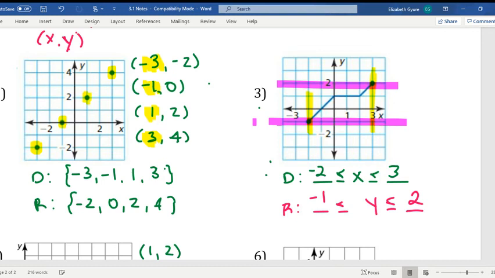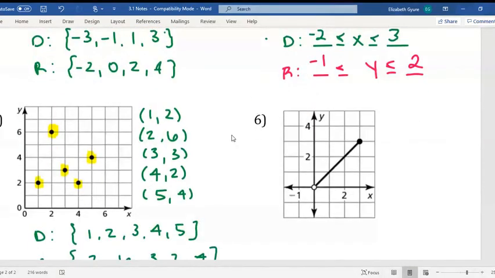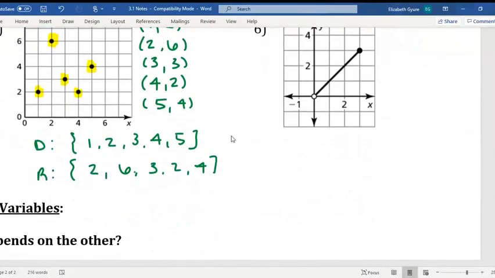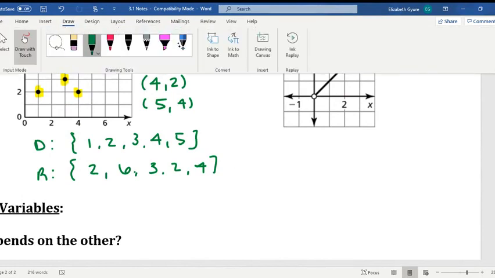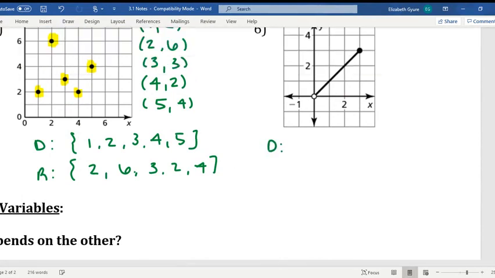All right, and now take a look at number 6. All right, so this one, it continues, right? So this one we're going to write an inequality for, so let's just follow our same steps, right? D for domain.